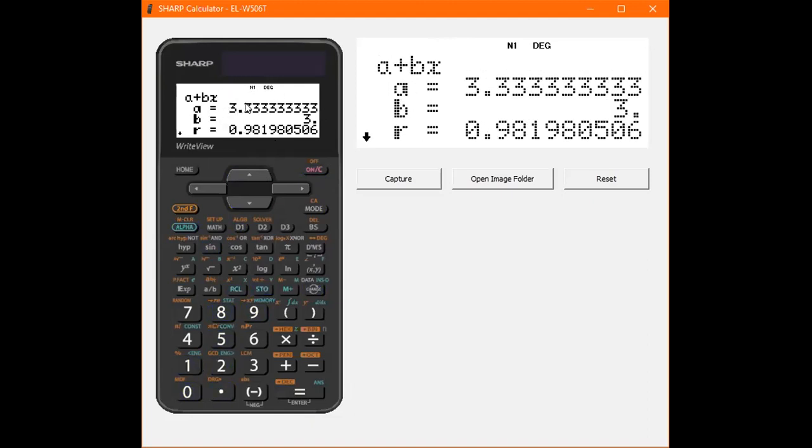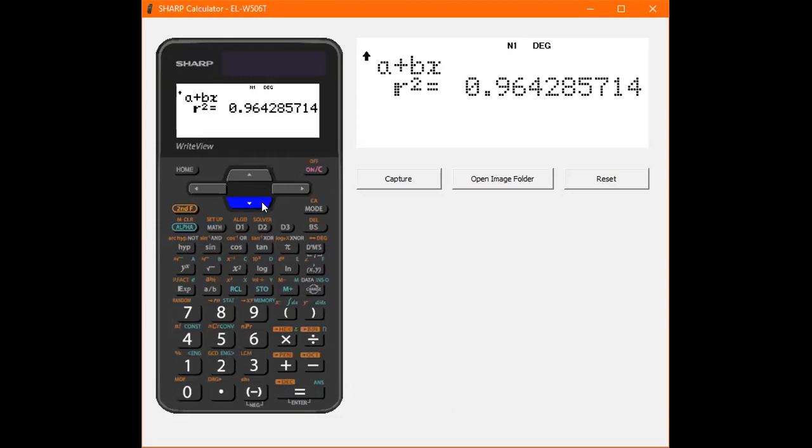And here we can see our gradient is 3.33, our y-intercept is 3.33. And we can just see that from the line that we're given at the top. And B, our gradient, is 3. And we can see that our correlation coefficient is 0.98, a strong positive correlation for the data. And then, of course, our coefficient of determination is here as well, which says that Y is explained 96% by X and only 4% by error. So it's quite a nice way to see that.